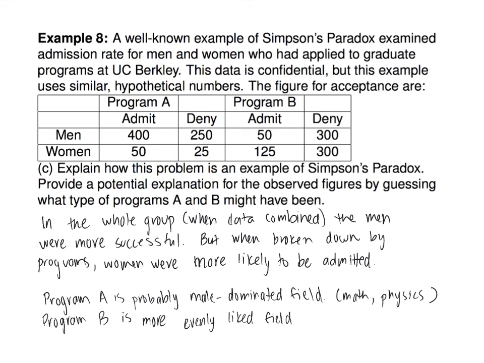You can also probably see that there were lawyers arguing over this. Somebody probably claimed that there was sexism going on because in the overall big group it looked like men got in at a higher rate. But then the other lawyer argued that no, it's this paradox going on, and when you look at the programs individually, you see that women actually are more successful. So one more way that math can be used to argue stuff in real life.